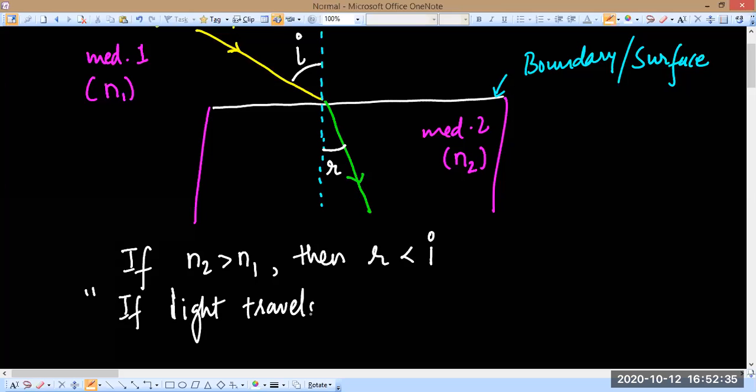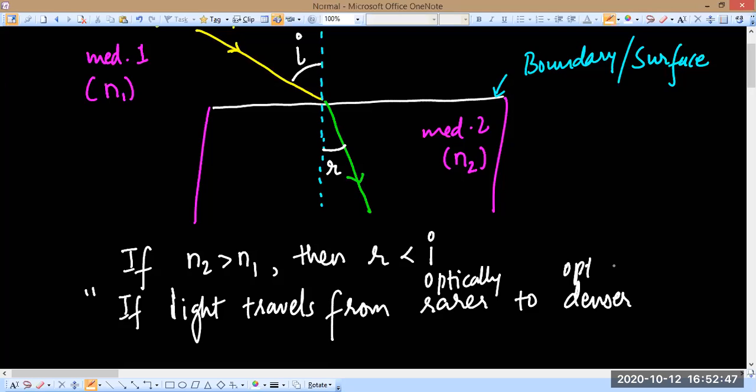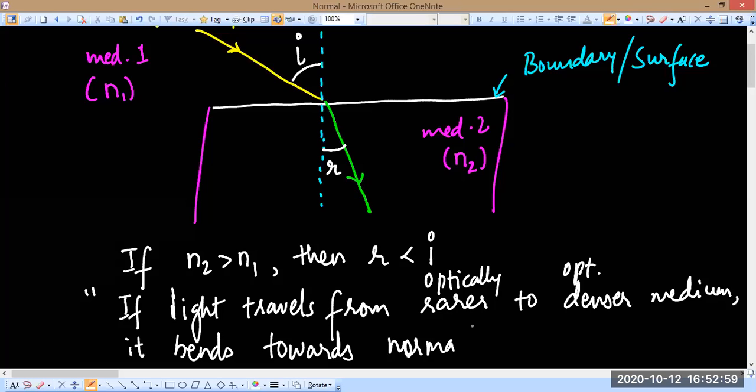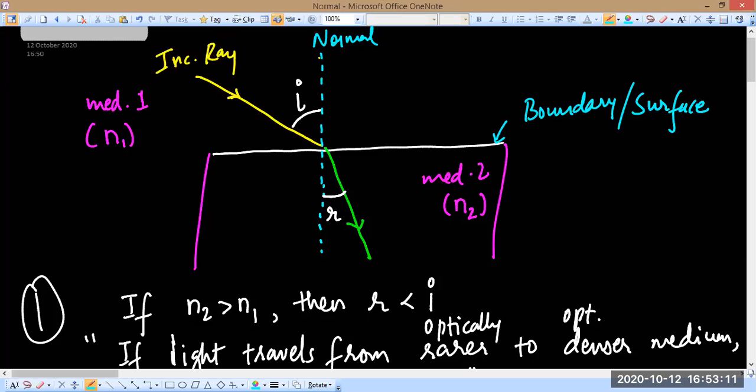travels from rarer to denser, એટલે આ ખરેખર optically rarer હોય, optically rarer to optically denser medium, it bends towards normal. Is this whole first point clear, everyone? Bends towards the normal એટલે શું? આમ જતી હતી ને. It should have gone here if this medium was not there, but instead of that it bends like this.